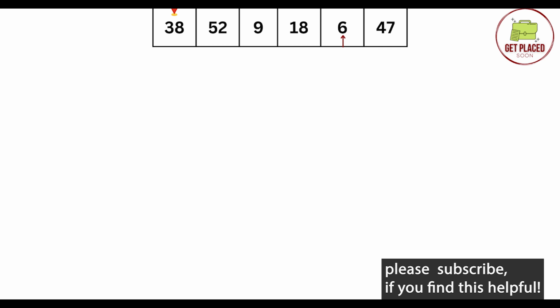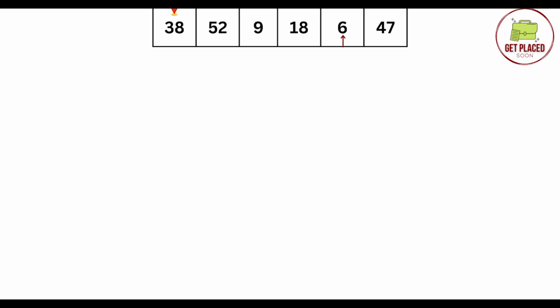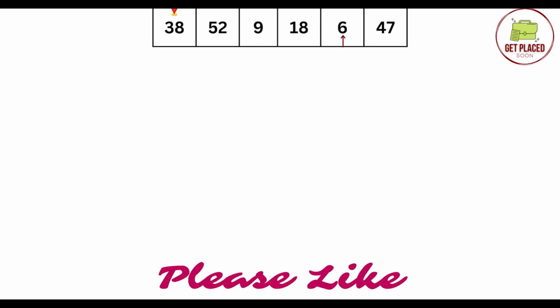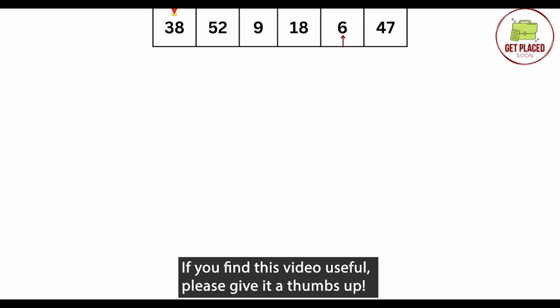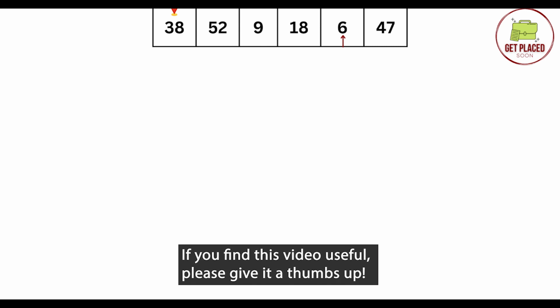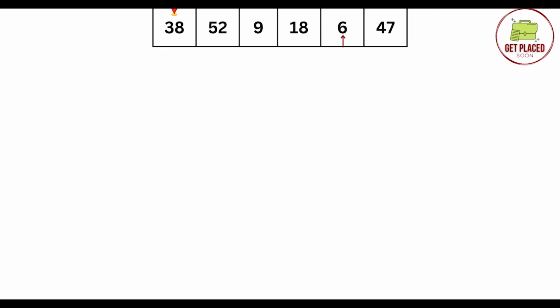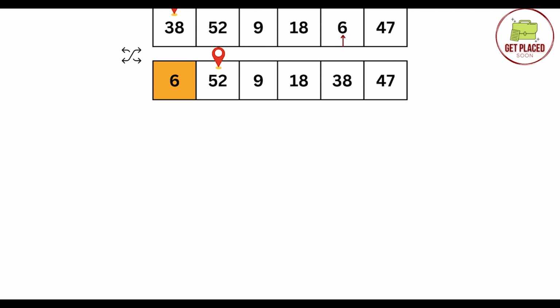Here, we have this unsorted array and we are going to traverse the entire array. The index is at 0, that is element 38. We are supposed to swap element 38 with the minimum element. The minimum element here is 6. So swap 6 and 38. Now 6 and 38 are swapped. You can see I am using orange color for the sorted part of the array and white color for the unsorted part of the array. 6 is shifted to the sorted part.